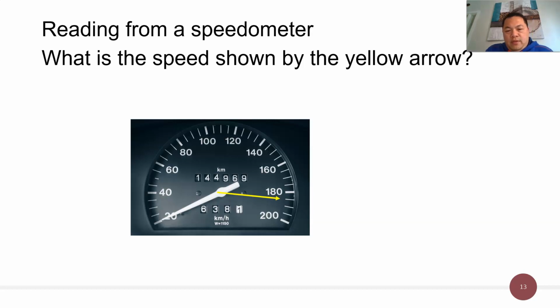This one? Yes, you're right. This person is probably in heaven by now. He's driving too fast. Okay, so each gap is 5. So 180 plus 5, 185 kilometers per hour.